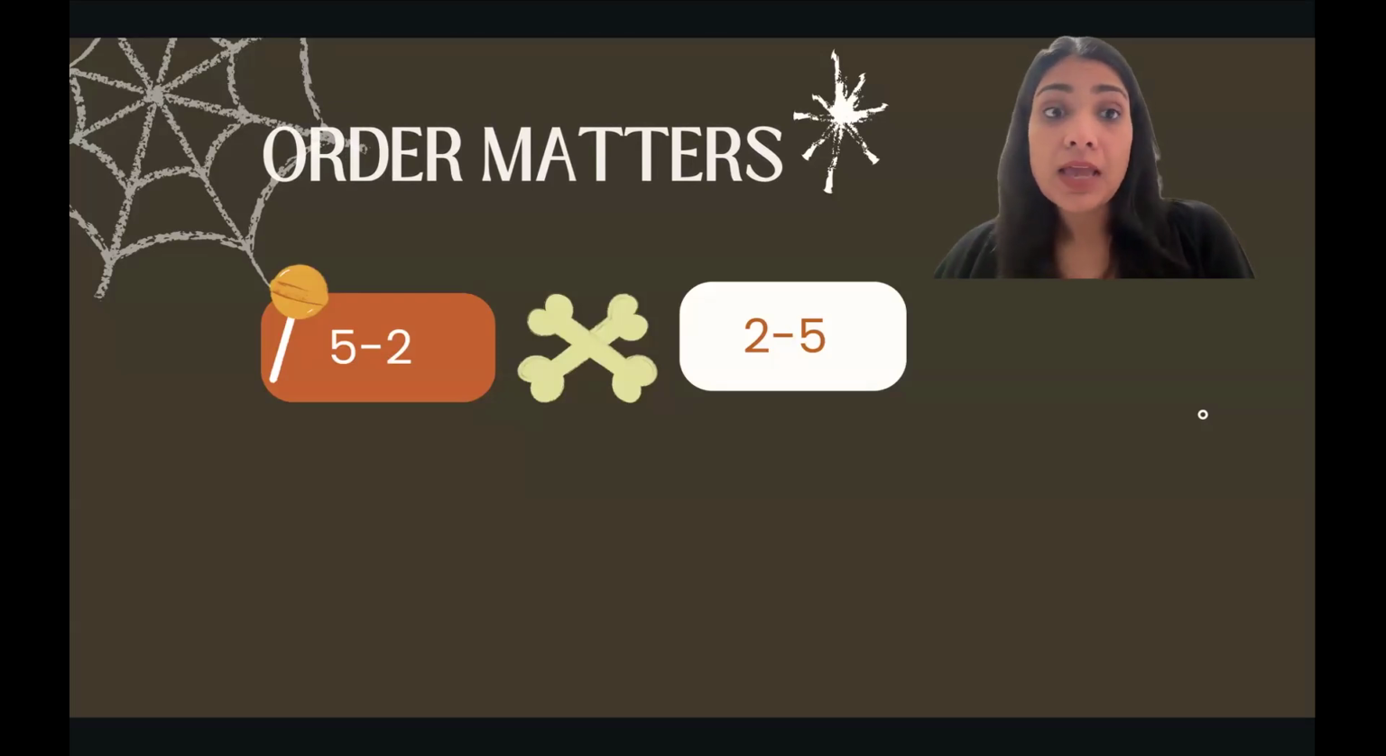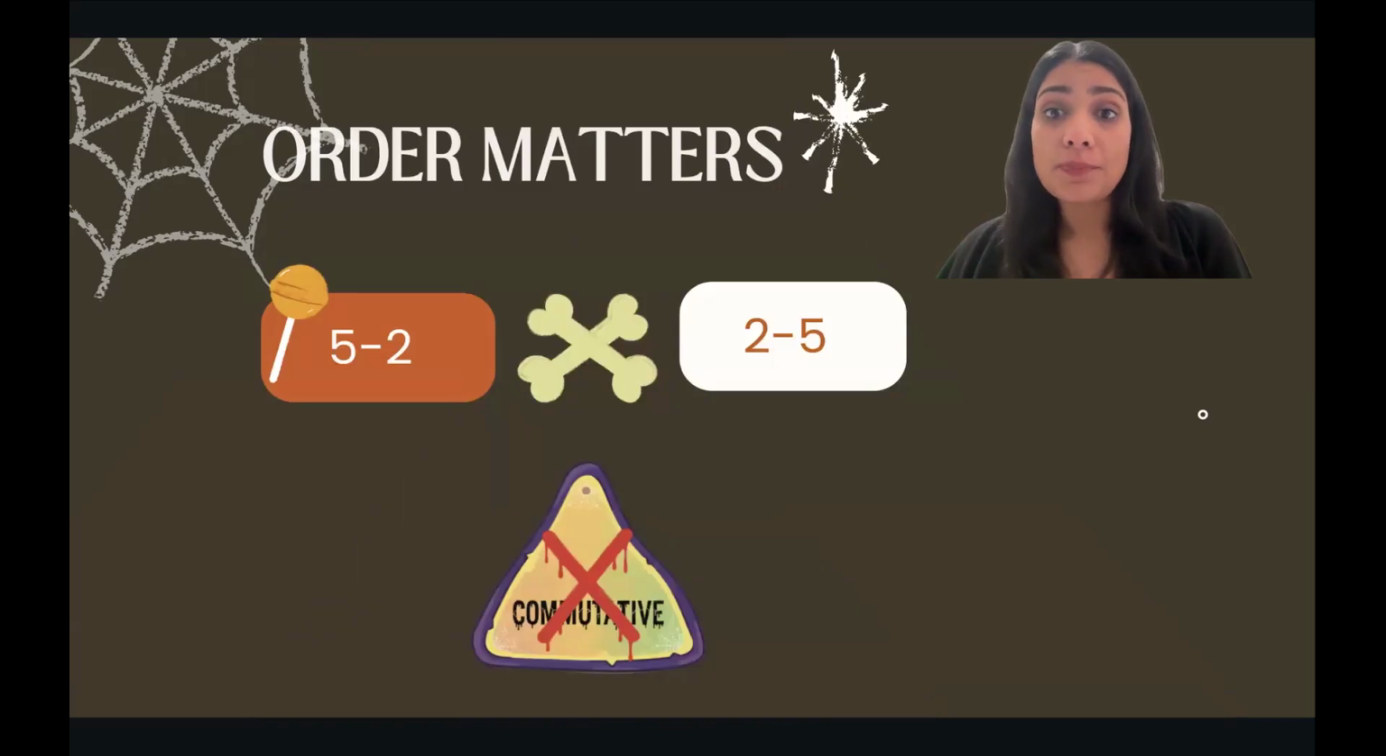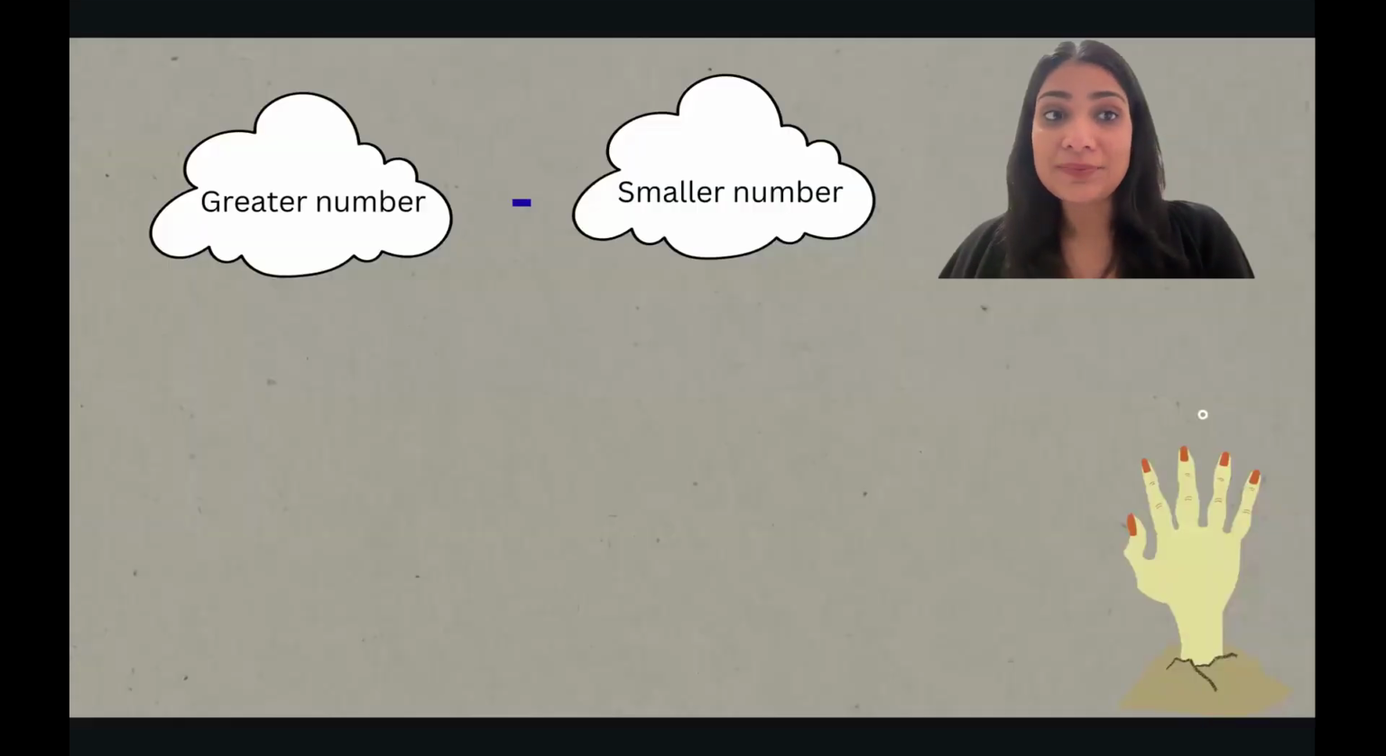Let's understand. If I have 5 lollipops and I give away 2 lollipops, I could do that. But if I only have 2 lollipops, I cannot give away 5 lollipops. True? So 5 minus 2 is not same as 2 minus 5. Now that we understand, remember, commutative property does not hold in case of subtractions.